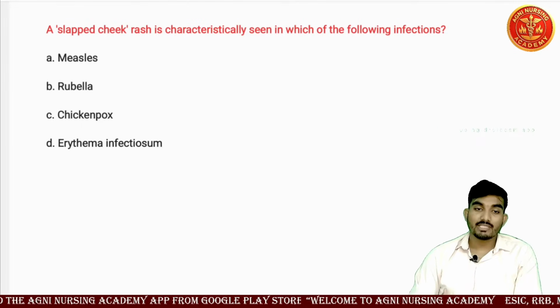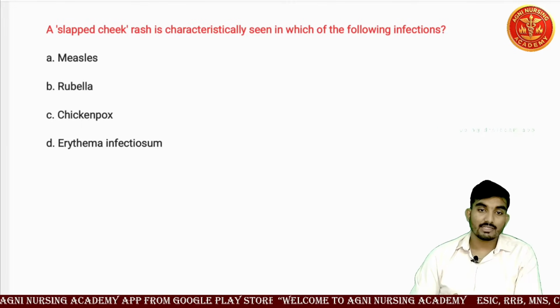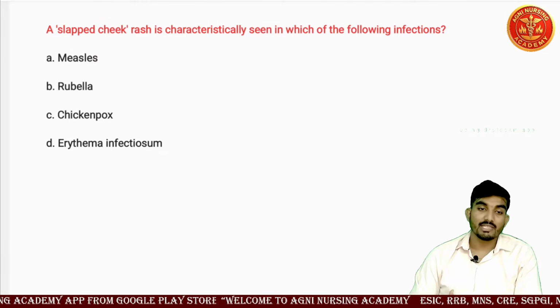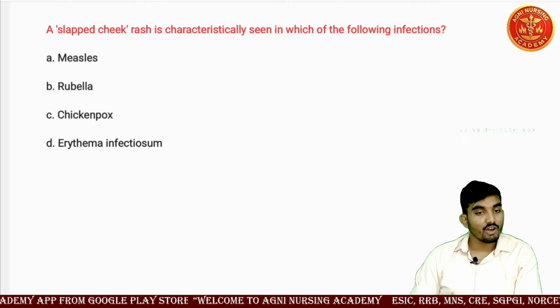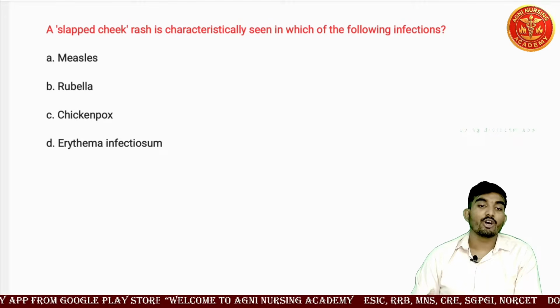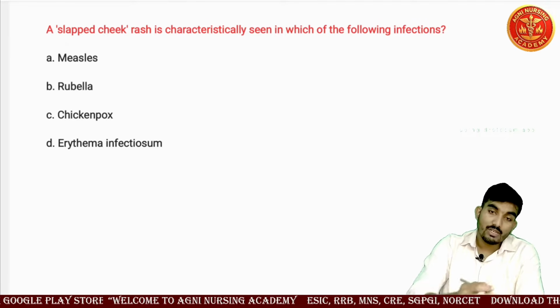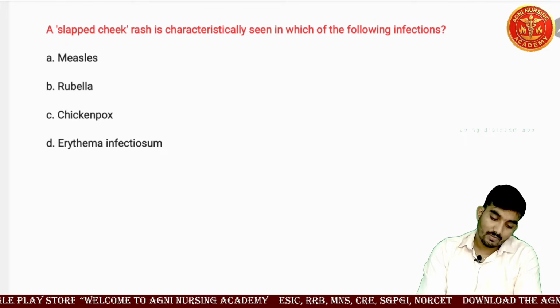A slapped cheek rash is characteristically seen in which of the following infections? Option A, measles. Option B, rubella. Option C, chickenpox. And option D is erythema infectiosum. We'll see the options one by one.